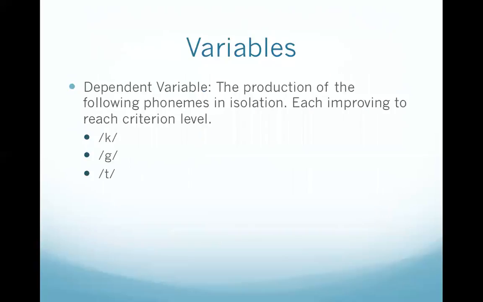The dependent variable is the production of the following phonemes in isolation, each improving to reach criterion level. So the phonemes were k, g, and t.